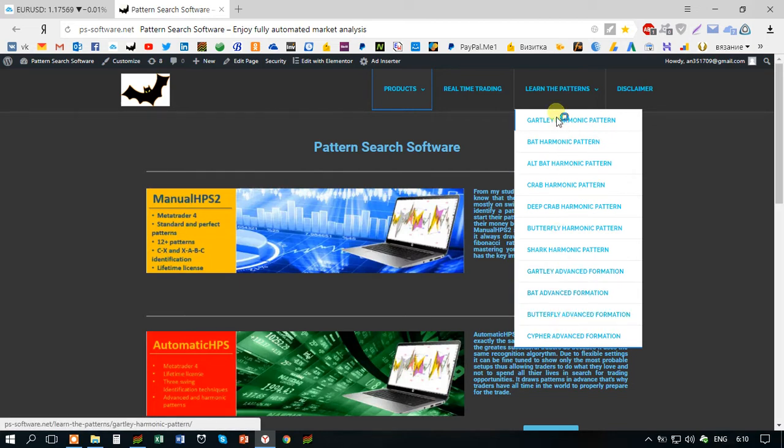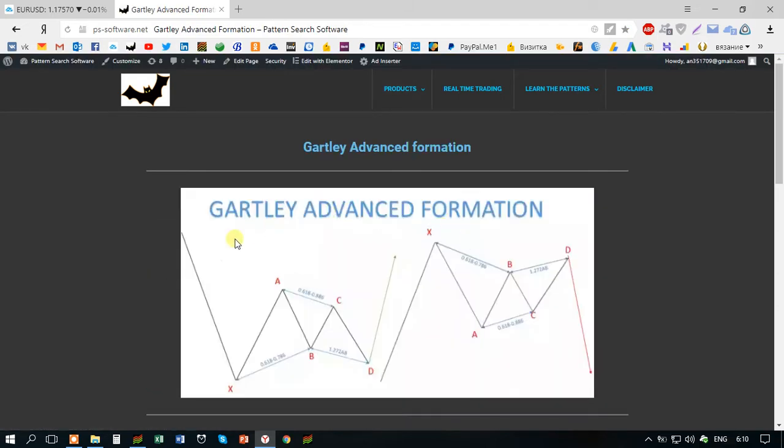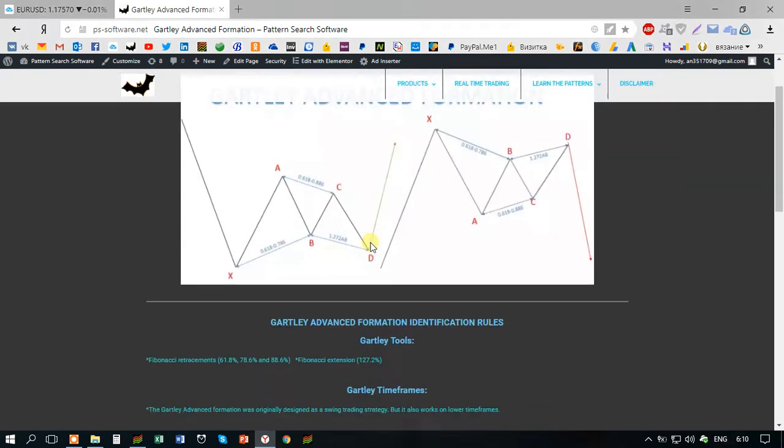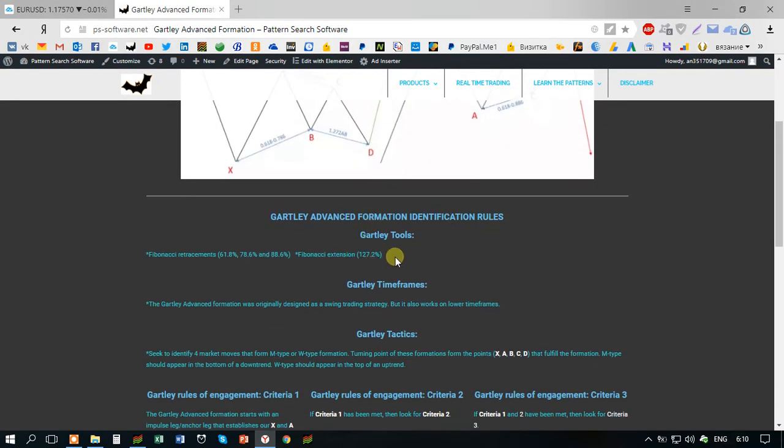You also have the Gartley harmonic pattern, Bat harmonic pattern, and other patterns that I also trade outside of those videos. But within this video approach, I am only using advanced formations. So let's continue. Once we know the rules, let's click on one of them just to get it. Not only do you have the diagram with the most common ratios, you also have the identification rules.